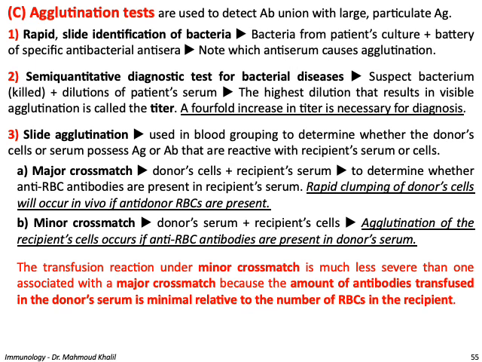So the transfusion reaction under minor cross-match is much less severe than the one associated with a major cross-match, because the amount of antibody transfused in the donor serum is minimal relative to the number of RBCs in the recipient.